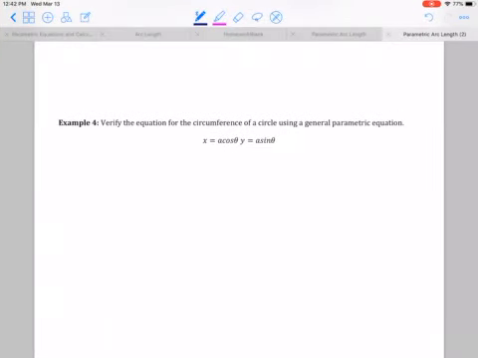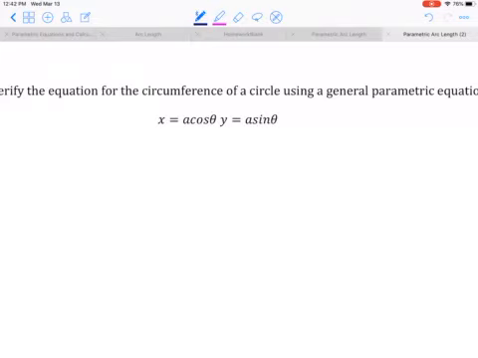All right, last thing, and then we're done. And I do like this. Pretty cool. It says verify the equation of circumference of a circle. So if you've ever wondered how pi r squared and 2 pi r are related? Verify the equation of a circumference of a circle using a general parametric. General meaning not a specific circle, but a general circle. So a being my radius here. So x equals a cosine theta, y equals a sine theta.